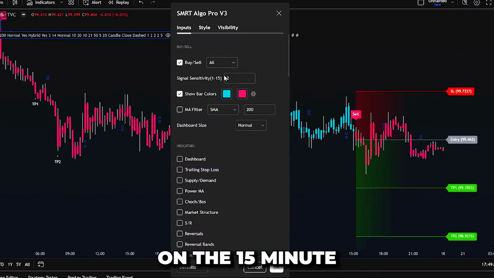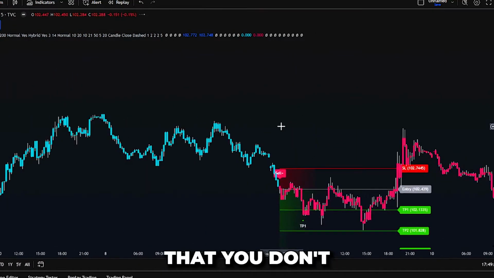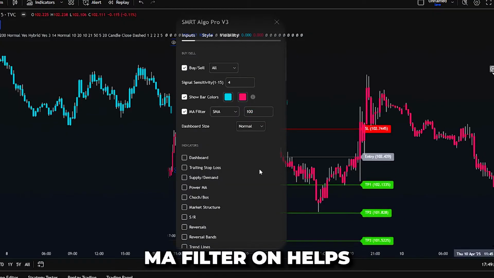If you're trading Forex on the 15-minute, a sweet spot is around 5 to 7 sensitivity. Forex is smoother than crypto, but still moves quickly enough that you don't want to be too strict. Again, MA filter on helps a lot.